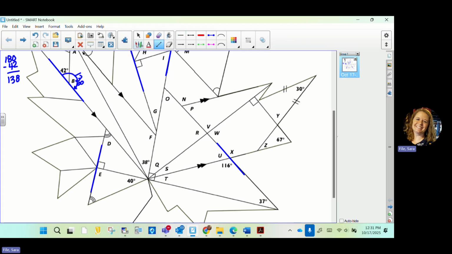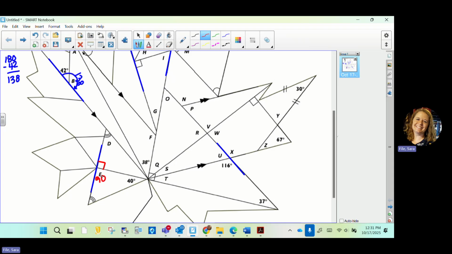So I could go through all of these and note, what does the box mean? When you see this square, that means 90. So if I know together this line is 180, 90 plus what is 180? 180 minus 90 is 90. So that means that this angle also has to be 90.